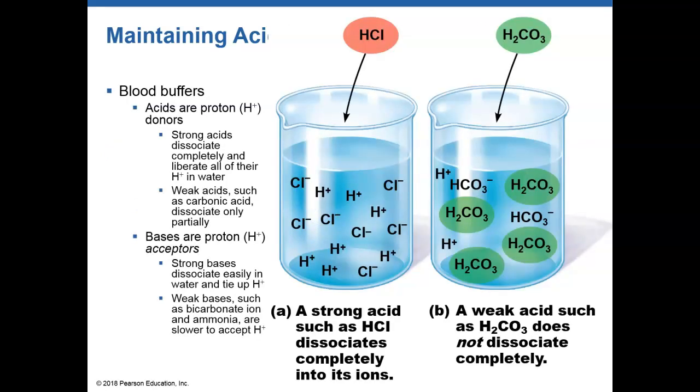So blood buffers. Let's look at these really quick. An acid is also known as a proton donor. And so here we have an acid, hydrochloric acid. Hydrochloric acid will immediately dissociate into hydrogen ions, which are acidic, and it lowers the pH of our blood.